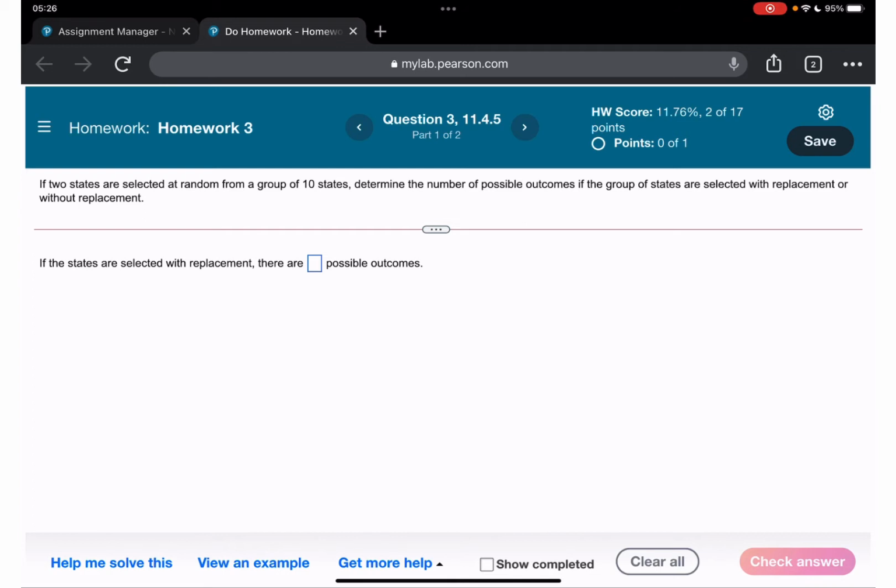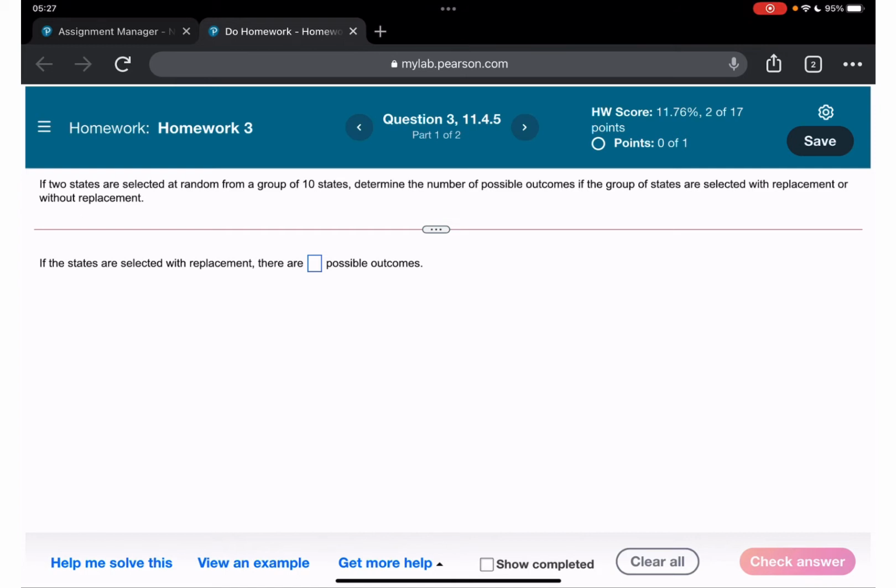If 2 states are selected at random from a group of 10 states, determine the number of possible outcomes if the group of states is selected with replacement or without replacement. So we are going to look into 2 cases. In one case, the group of states is selected with replacement, and in the other it is selected without replacement. So the first question is with replacement.